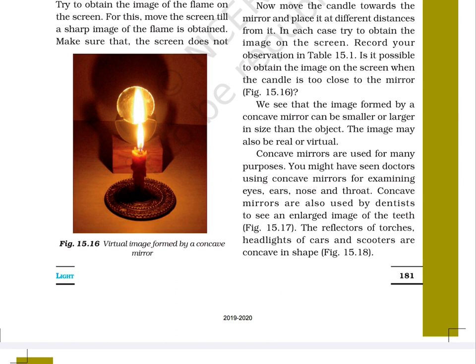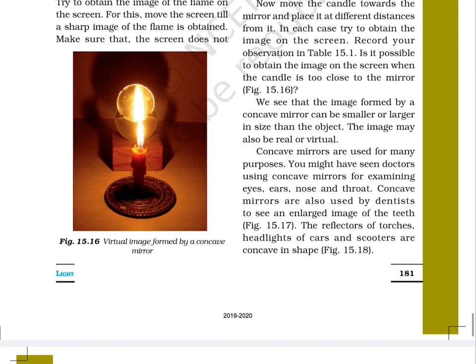The image may also be real or virtual. Concave mirrors are used for many purposes. You might have observed doctors using concave mirrors for examining eyes, ears, nose, and throat. Concave mirrors are also used by dentists to observe an enlarged image of the teeth. You can observe this in Figure 15.17. The reflectors of torches, headlights of cars, and scooters are concave in shape. You can observe them in Figure 15.18.